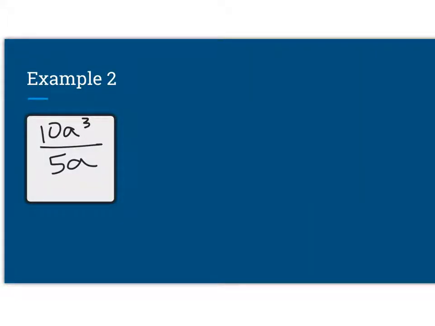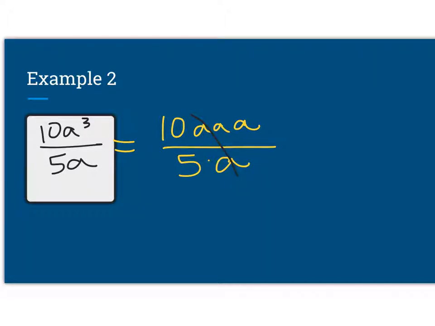Example 2 is the same idea. So we're going to start by writing out what we have. On top, 10a cubed I can write as 10 times a times a times a. On the bottom, we can rewrite 5a as just 5 times a. And then anything you have on the top and the bottom, we can cancel. So I see 1a that's on the top and the bottom. A divided by a is 1. So those will cancel out.